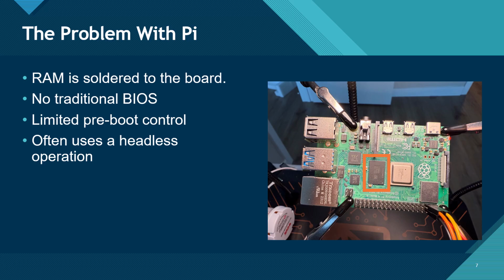The Raspberry Pi poses some unique challenges. Its DRAM is soldered directly to the board, as you can see in the image there on the right. So this means that you can't just transplant the memory like in a traditional cold boot attack. There's also no BIOS, which means you can't pause boot or run diagnostics before the OS starts. And quite often, Raspberry Pis are used headlessly, so we have to really do everything programmatically.